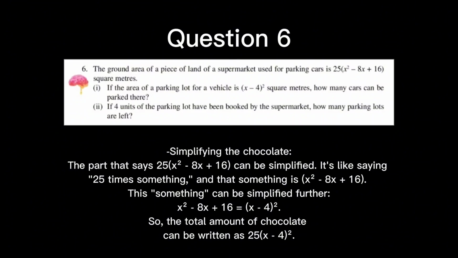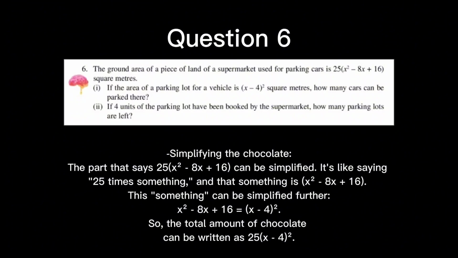Simplifying the chocolate, the part that says 25x² + 8x + 16 can be simplified. It's like saying 25 times something, and that something is x² + 8x + 16. This something can be simplified further. x² + 8x + 16 equals (x+4)². So, the total amount of chocolate can be written as 25(x+4)².